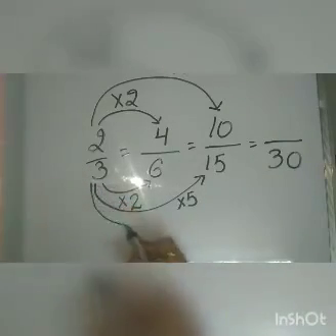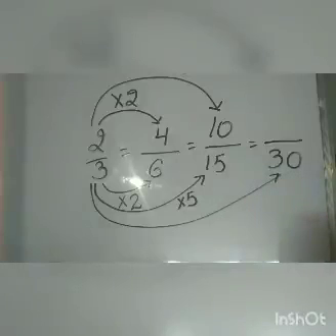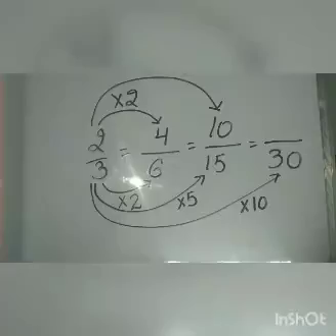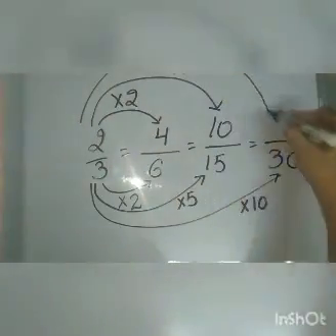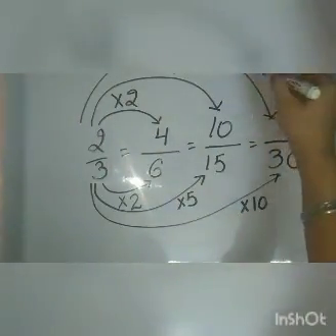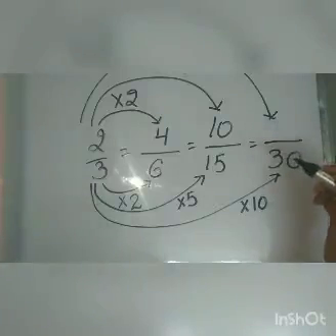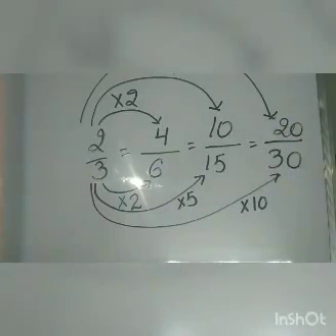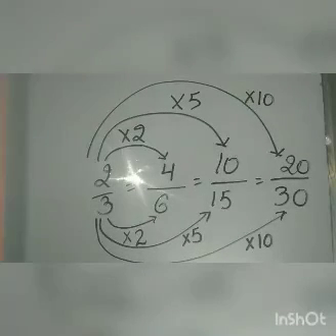Similarly, 3 is multiplied by which number to get the denominator 30? So 3 is multiplied by 10. Similarly, at the numerator, we will multiply 2 by 10. So 2 tens are 20. So 20 by 30 is another equivalent fraction of 2 upon 3.